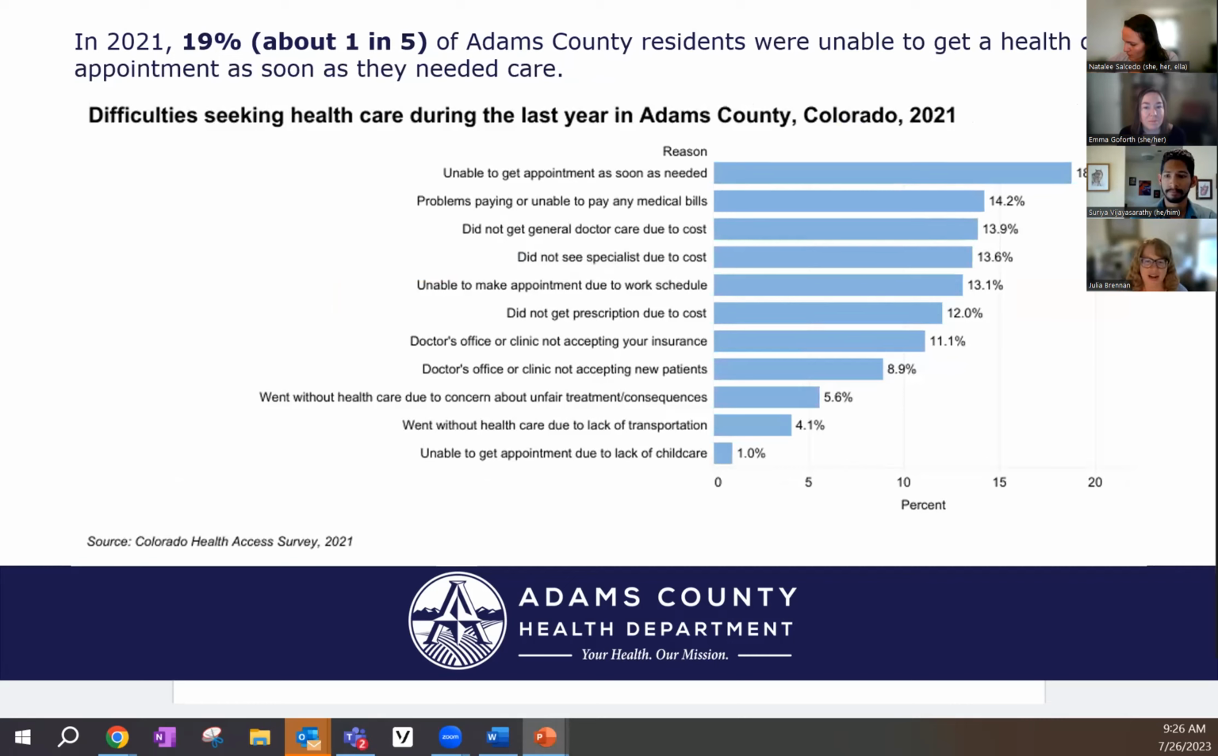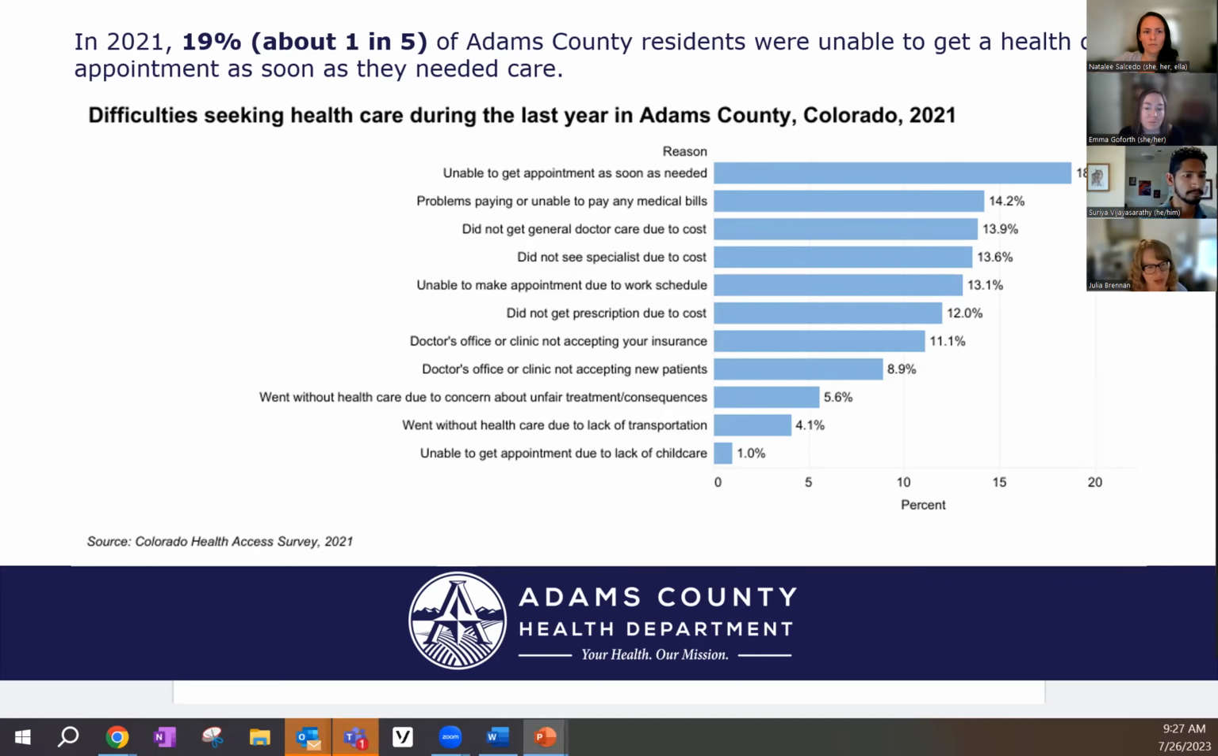Following that indicator, this bar chart shows the list of difficulties that people ran into in Adams County specifically when they were seeking healthcare during the past year. The number one difficulty seeking care was being unable to get an appointment as soon as they needed. That affected 19%, or about 1 in 5 Adams County residents. If you read down the list, I know it can be a little small, you can also see the top difficulties that people faced when seeking care were related to cost and work schedules, followed by insurance and interactions with the doctor's offices.